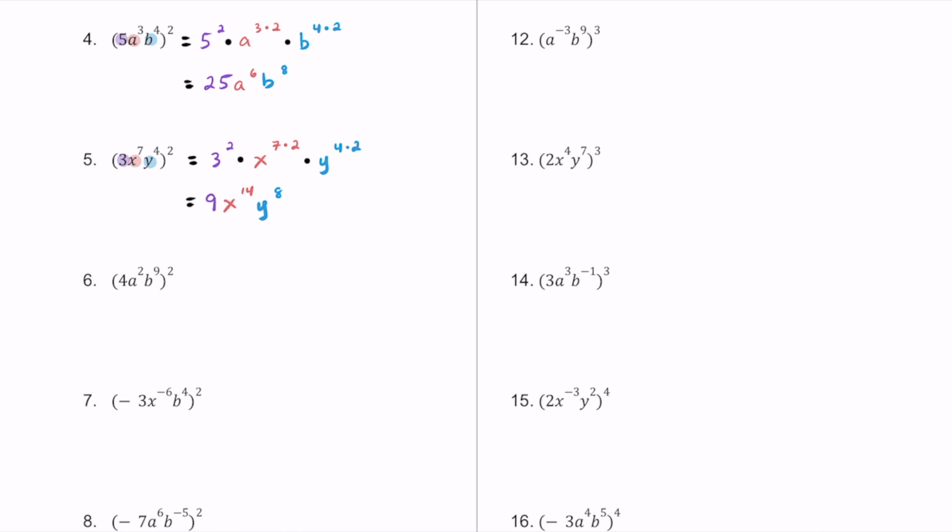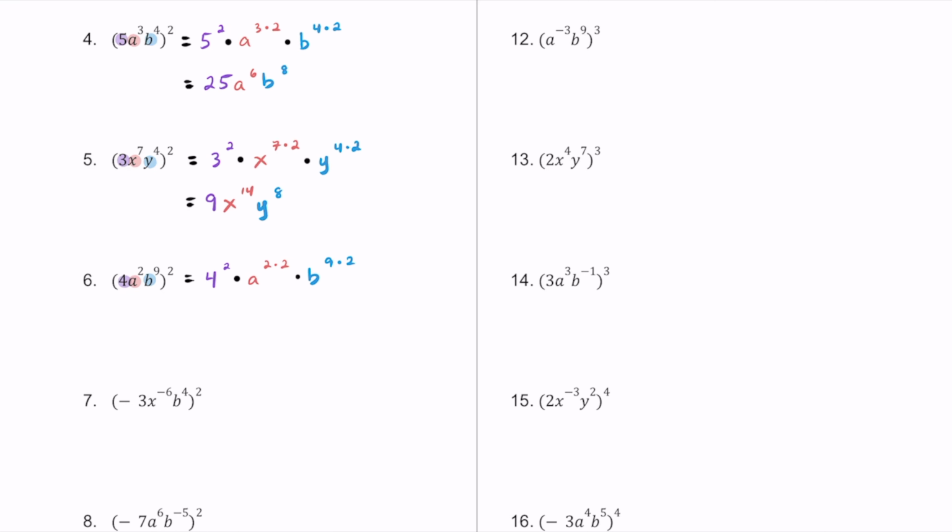In number 6, we have the quantity of 4 times a squared times b to the 9th power, all squared. First, we have 4 to the first power raised to the second power, so 1 times 2. Again, I'm using a little shortcut and just writing 4 squared. Hopefully that's not too confusing. And then we have a squared on the inside, and that's being raised to the second power, so we're going to multiply the exponents together. And then we're going to multiply this whole thing by b to the 9th power, and that's being raised to the second power, so 9 times 2.